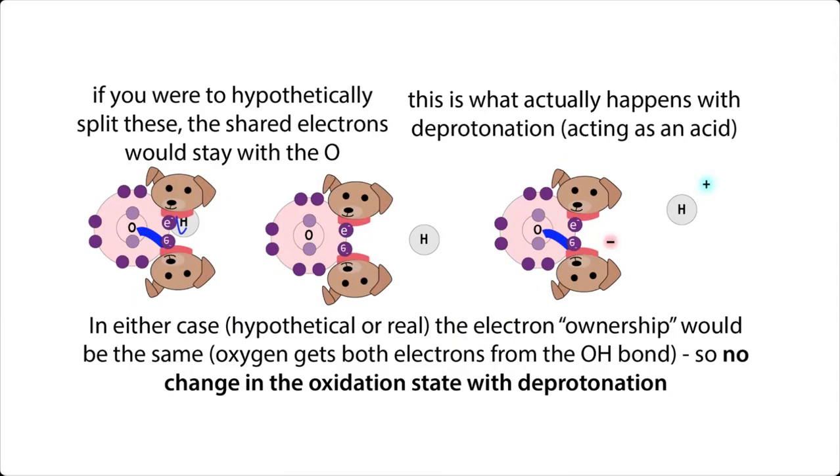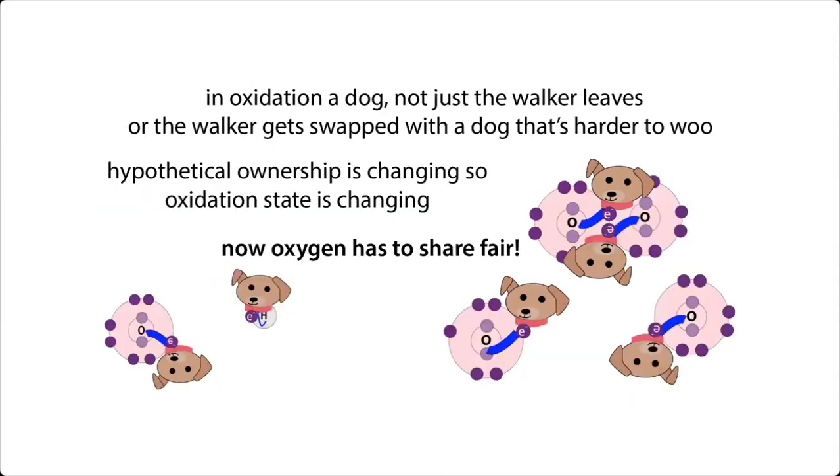So in the case of deprotonation, we have the dog walker leaving without the dog. In oxidation, a dog and not just the walker leaves, or the walker gets swapped with a dog that's harder to woo. So for example, if you went from having that oxygen bound to hydrogen, which it could kind of take nicely, to having a bond to another oxygen where now it has to share fairly, that would be an oxidation. And similarly, if we went from having this pure oxygen where it was sharing fairly, and then when it split, it would only get one from the bond, to having a bond to a hydrogen, well, now it would be basically gaining the electrons from the hydrogen. It would be being reduced.